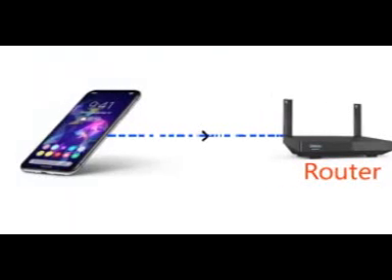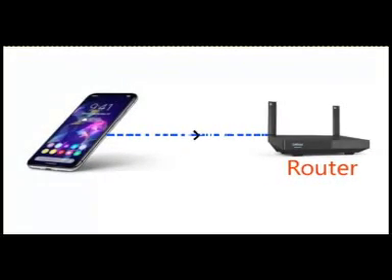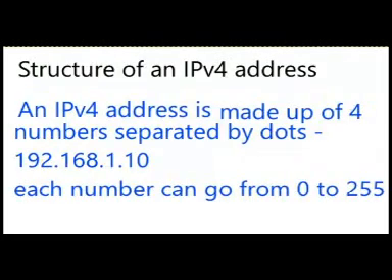So, what is an IP address? It is an ID of a device on the network, as well as the address of that device on the network. Think of an IP address like the home address of a device on a network. Just like a letter needs your home address to reach you, data on a network needs an IP address to reach the correct device. So here is the structure of an IPv4 address.